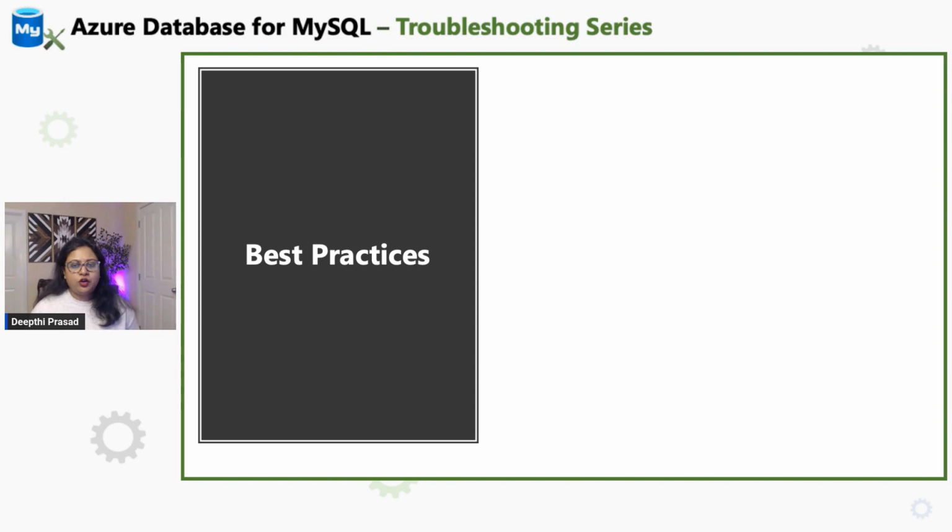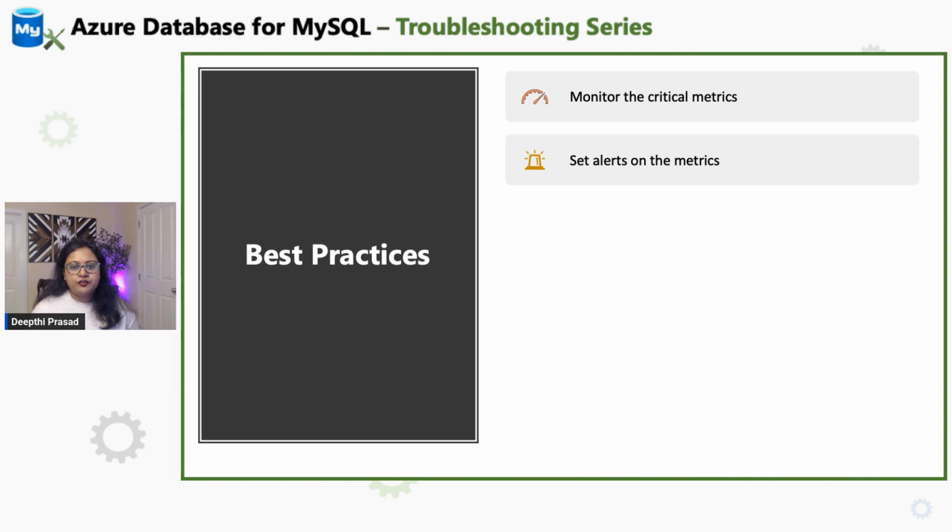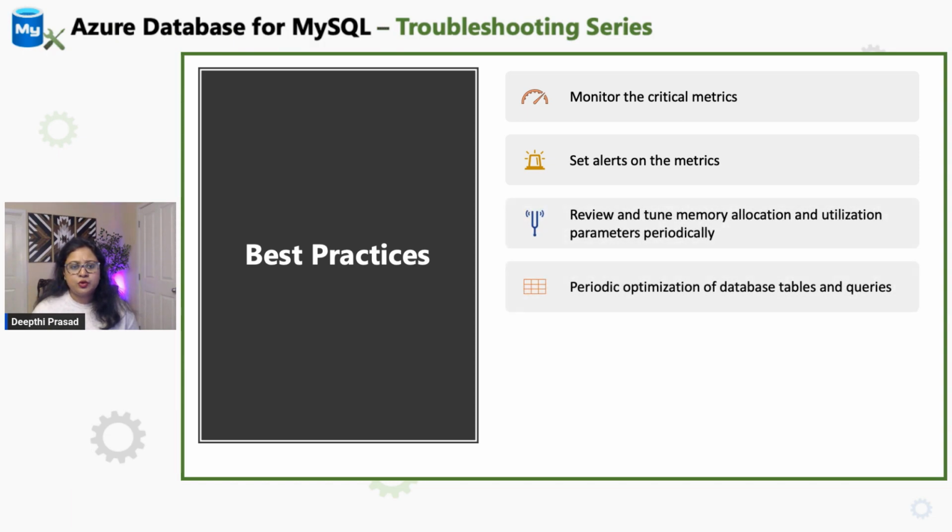So now that we've covered the common issues, symptoms, causes, and mitigations on handling memory issues, let us discuss the best practices that you should be following to ensure that the DB is performant. First up, you need to have a continuous process of understanding and monitoring the critical metrics. Next, you should be setting alerts on each of these metrics through Resource Health Center or other avenues that Azure provides.